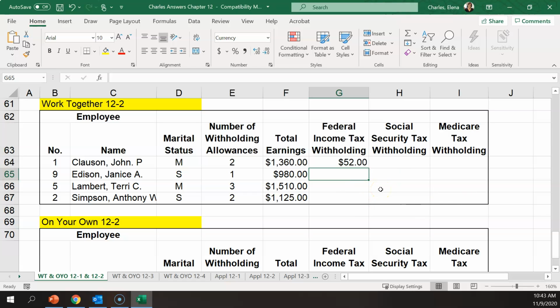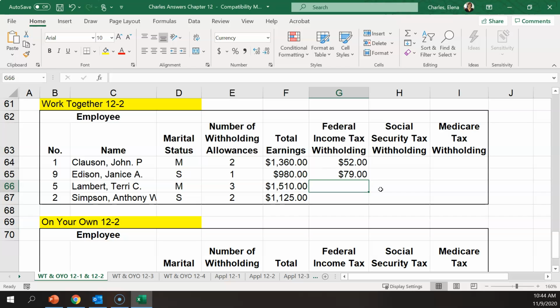Let's look at Janice Edison. Janice is single and she has 1 allowance. So let's turn to page 353. Janice made $980. It's at least $980, but less than $1,000. Janice is single and has 1 allowance. Single 1. So her federal income tax is $79.